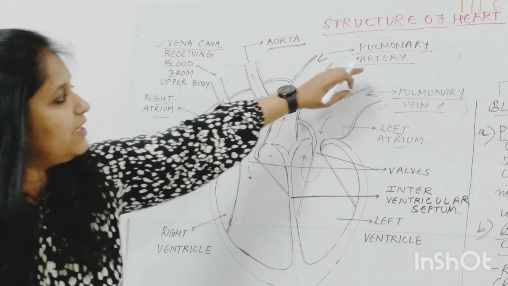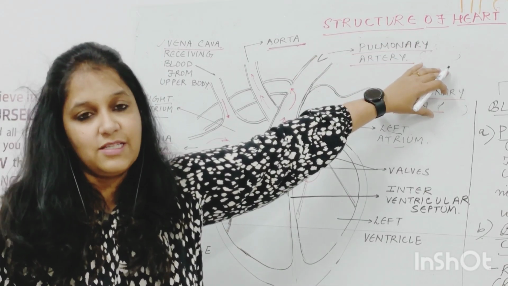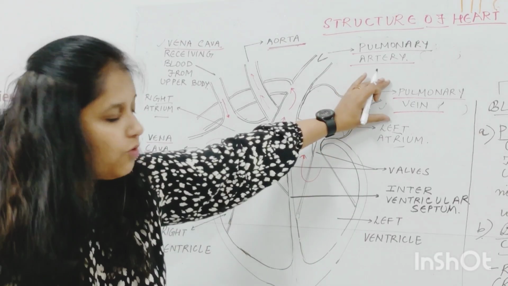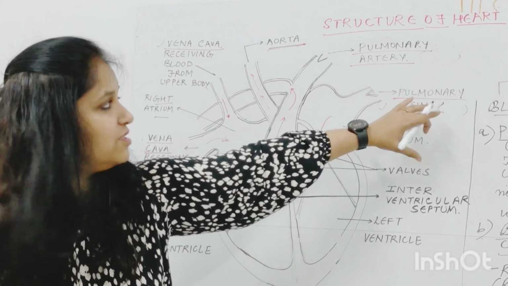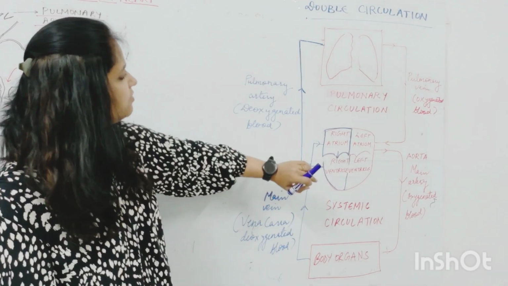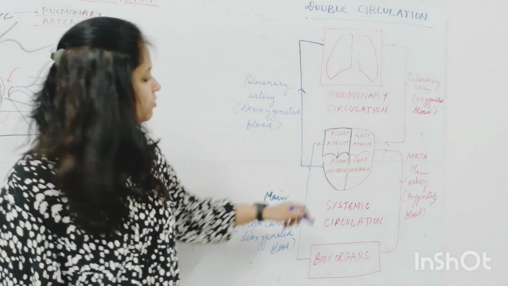In our whole body, this is the only artery that carries deoxygenated blood. Otherwise, all the rest of the arteries carry oxygen. And this is the only vein which carries oxygen. Now let's see double circulation. Double circulation means that the blood circulates twice through the heart.